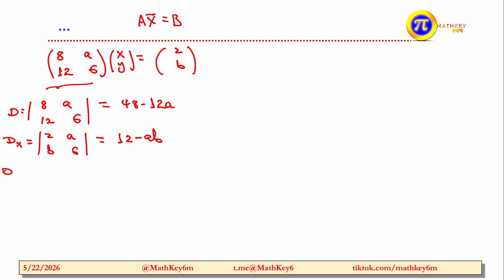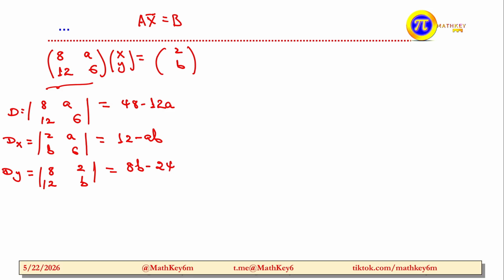What about Dy? With respect to Dy, that means to solve y, we substitute the coefficient of y by the constant. Here is b, which is equal to 8, 12, 2 and b, which is equal to 8b minus 24.